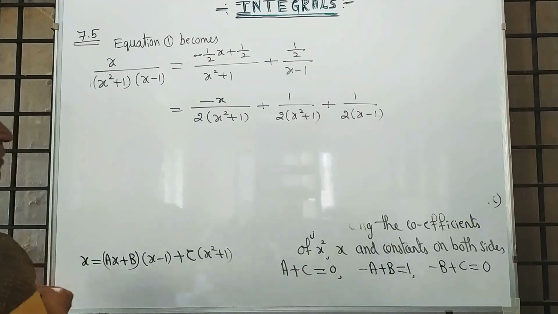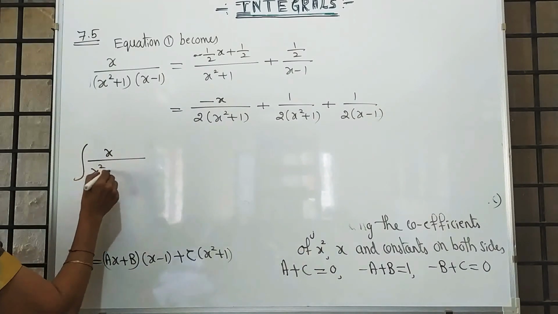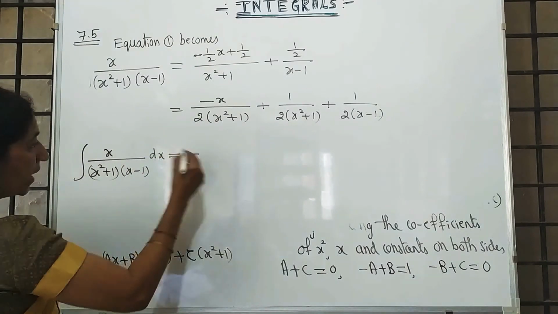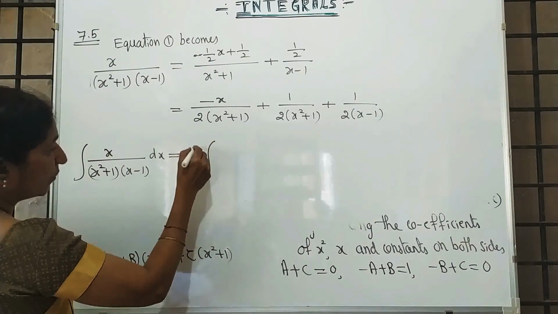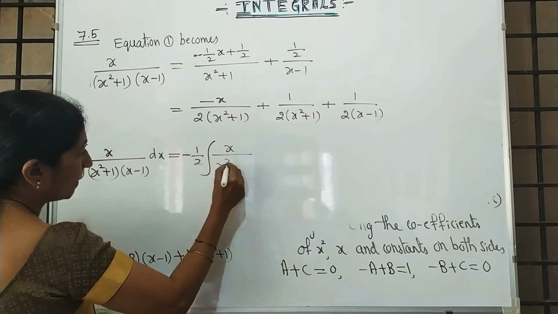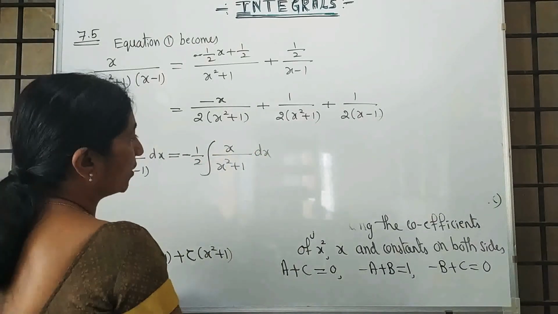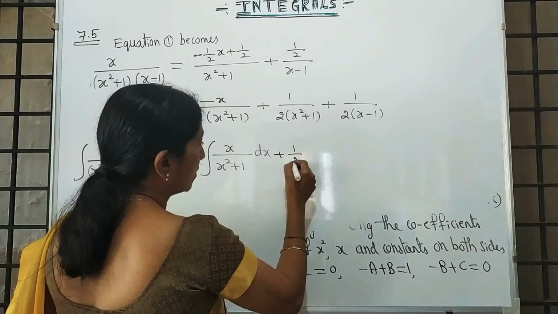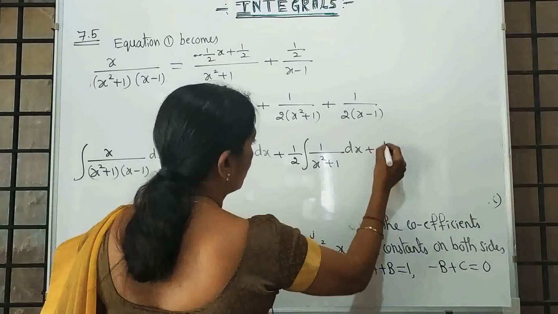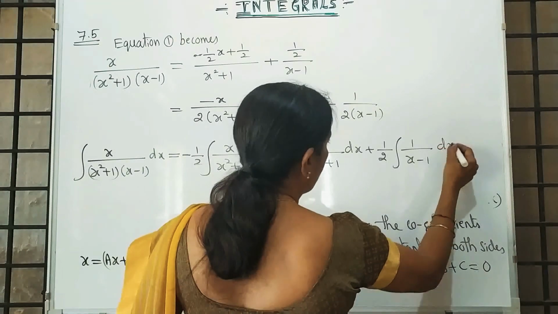Now integrate both sides with respect to x. The integral of x upon (x square plus 1)(x minus 1) dx is equal to, I write minus 1 by 2 outside, minus 1 by 2 integral of x upon (x square plus 1) dx. Second one, 1 by 2 again a constant, 1 upon (x square plus 1) dx, plus 1 by 2 integral of 1 upon (x minus 1) dx.